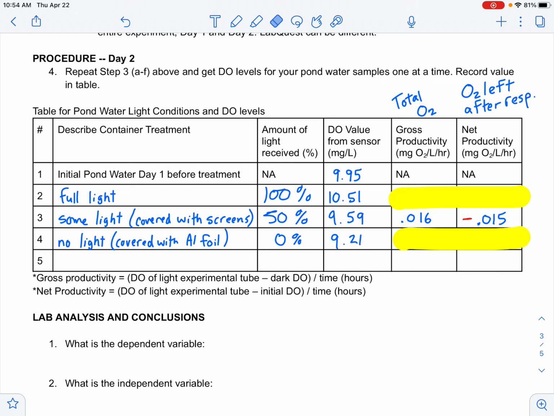Net productivity is, again, a little different calculation. It's taking the DO of the light experimental tube, that would be this one, minus initial DO, and then dividing that by 24 hours. And so then if I do that, I would get that value, for instance. And it's negative. Again, it's negative because in that tube, the net productivity of oxygen decreased. So there was less oxygen left after respiration because the number is negative. So to calculate the rest of those.